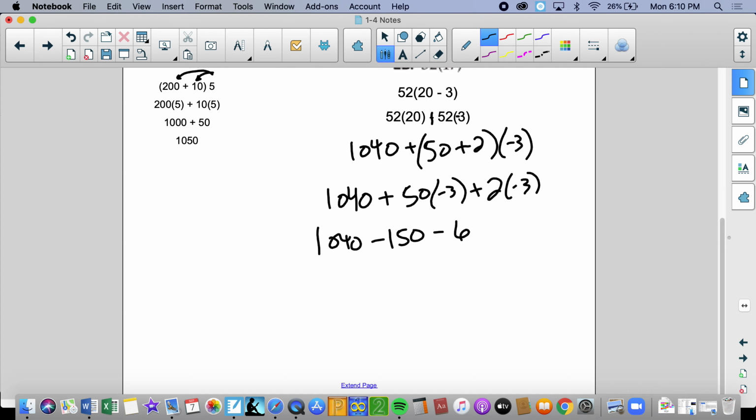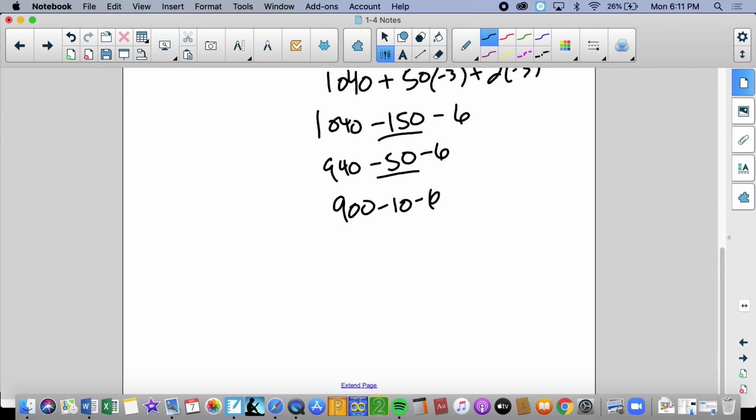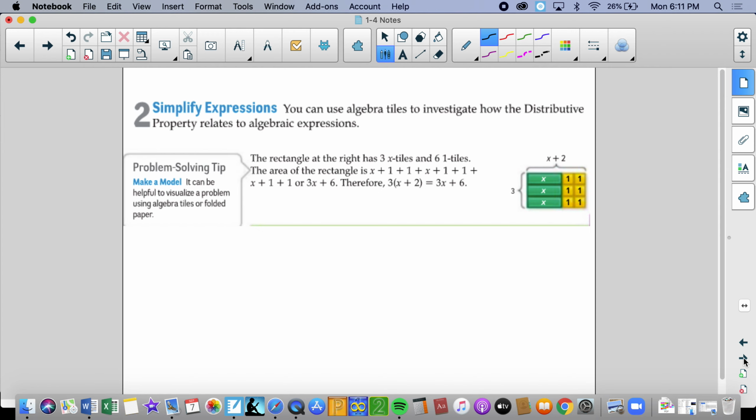Yep, okay, so if I subtract 100, right, of that 150, that gives me 940 minus 50 minus 6. If I minus 40 from the 50, you see what I'm doing there? If I minus 40, that gets me 900 minus 10 minus 6. If I minus 10 from 900, that gives me 890 minus 6, and that gives me 884. So hopefully those little tricks help you. See what I did? I subtracted 100, then I subtracted 40, and then I subtracted the 10. So that's how my brain's working that.